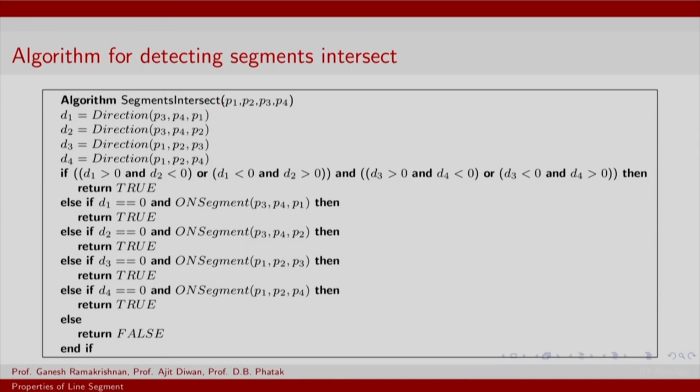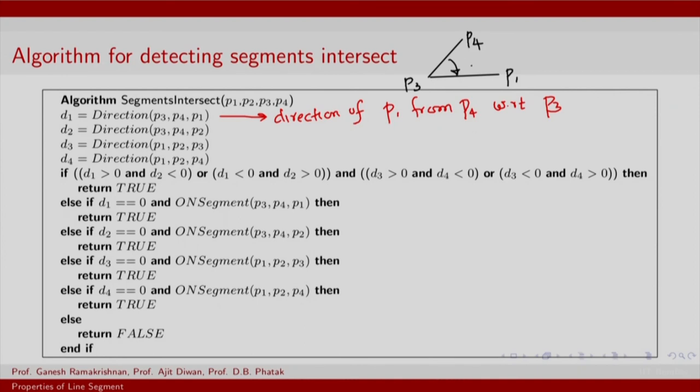So, we put together our algorithm for detecting if two segments intersect. Initially, we compute four directions. Direction D1 is the direction of P1 from P4 with respect to P3. And to remind you what this means, this means that we are pivoted at P3, we look at P1 minus P3 and P4 minus P3. If the cross product P1 minus P3 times P4 minus P3 is positive, then it means that P1 is clockwise from P4 with respect to P3.